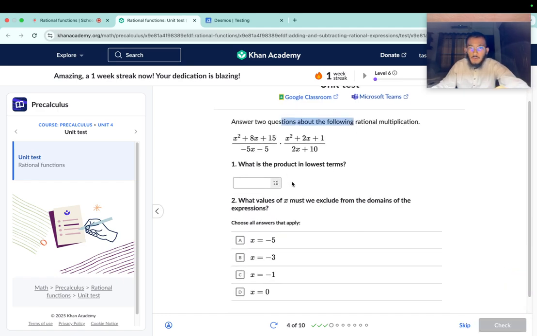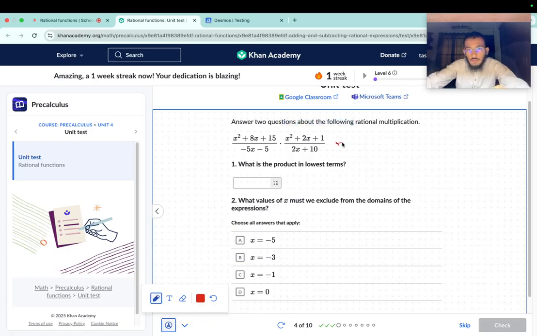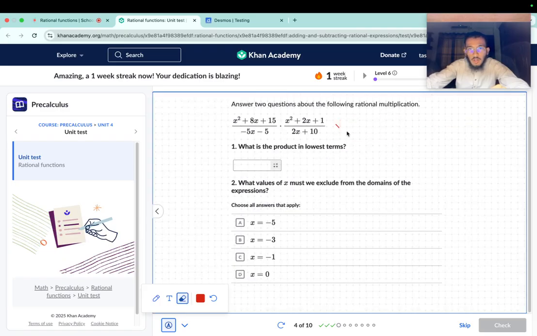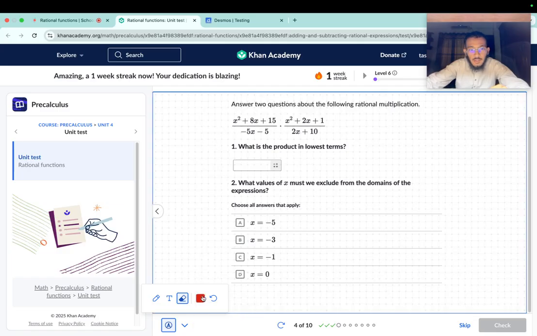Answer the questions about the following rational multiplications. What is the product in lowest terms? Okay, in order to know this, first we work on this fraction here. So we want to factorize the numerator, and if I take negative 5 constant in the denominator, we have x plus 1. Okay, negative 5, negative 5x, negative 5.